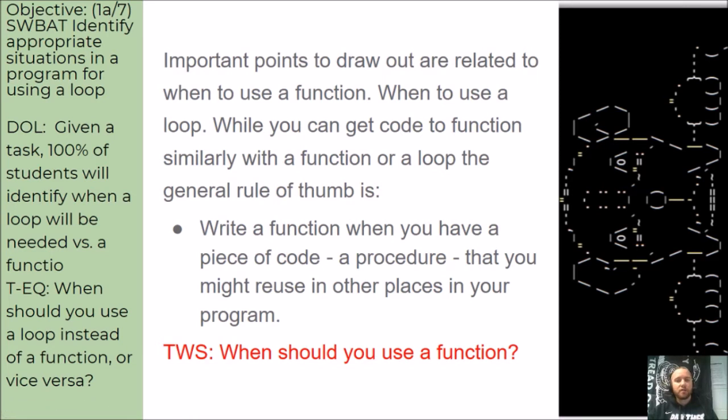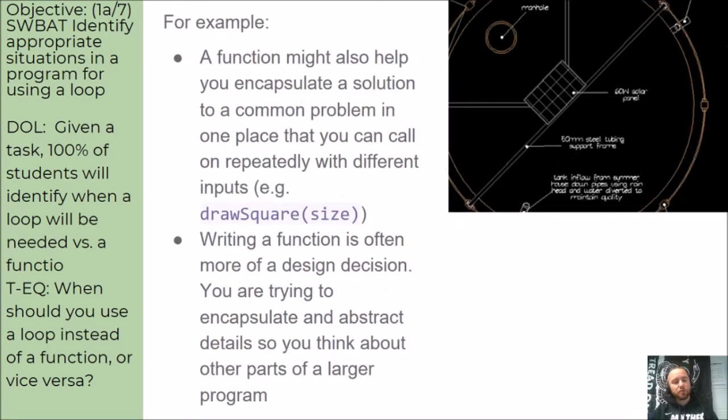While you can get code to function similarly with a function or a loop, the general rule of thumb is this: write a function when you have a piece of code or a procedure that you might reuse in other places in your program. As long as you remember that that's the purpose of the function, you should be fine. Think, write, share. When should you use a function? A couple of examples to wrap your mind around.